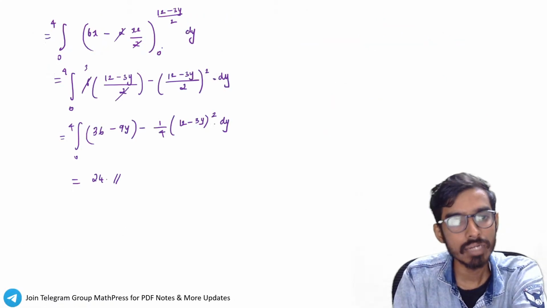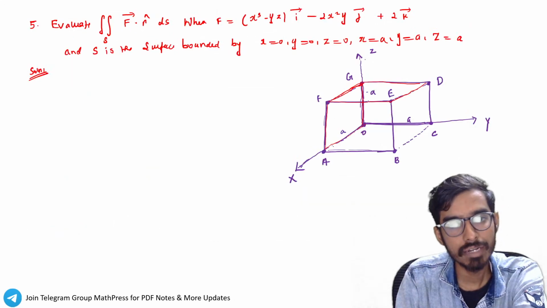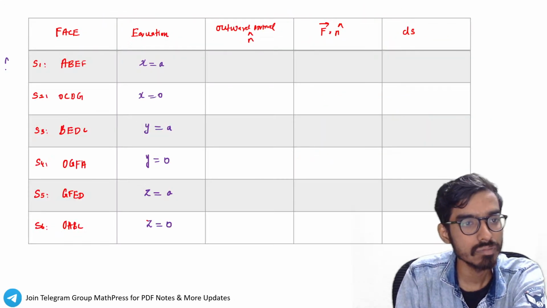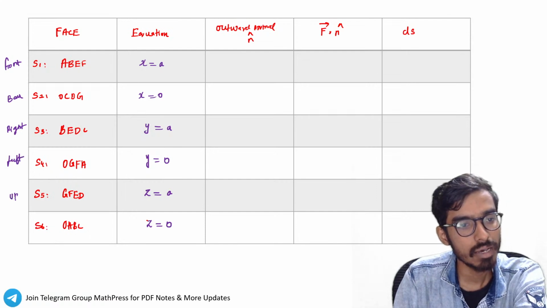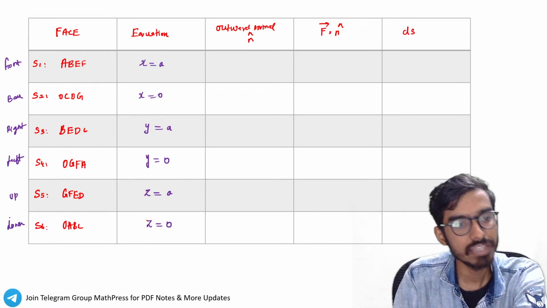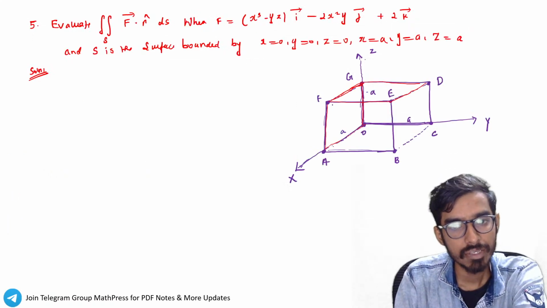Okay. Now let us come to the first. Now you can see this is front face, right? Front, back, this right, this left, and this is up and this is down. So there are 6 faces. Now for the front face, you have to find n cap. So n cap is the unit normal, you just see which is going out.